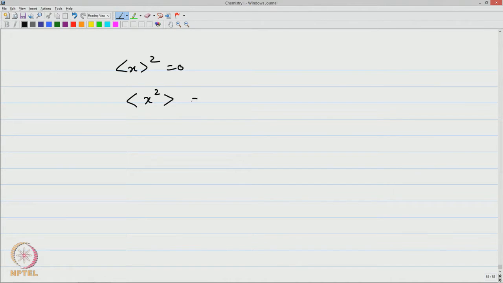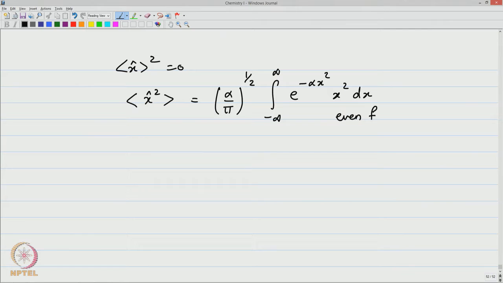What about the average of the square? That is alpha by pi to the 1 by 2 integral from minus infinity to plus infinity x square e to the minus alpha x square dx. Because x square simply multiplies, these are all operators: the position operator, the square of the position operator, the momentum operator, and so on. The square of the operator only multiplies. So, this is the integral. This is an even function. Therefore, this integral needs to be evaluated.